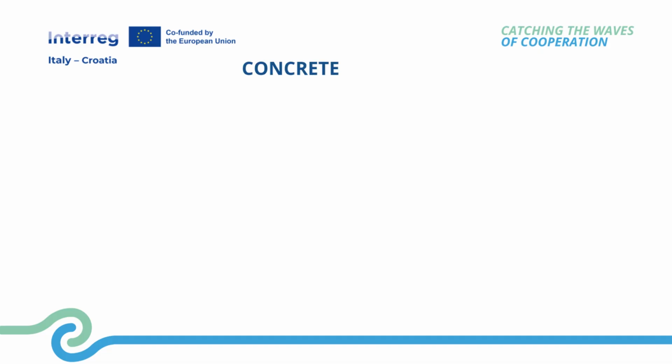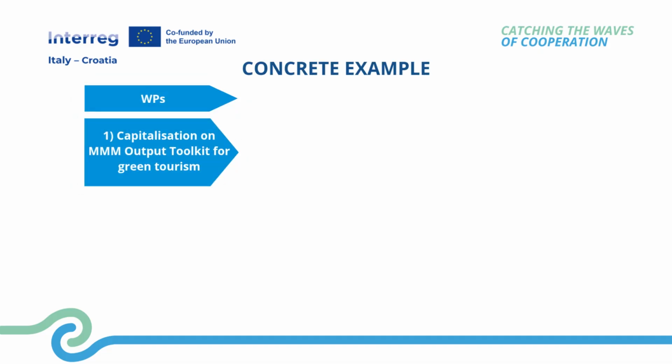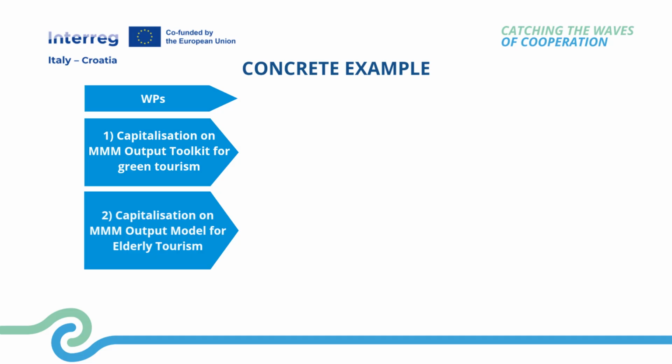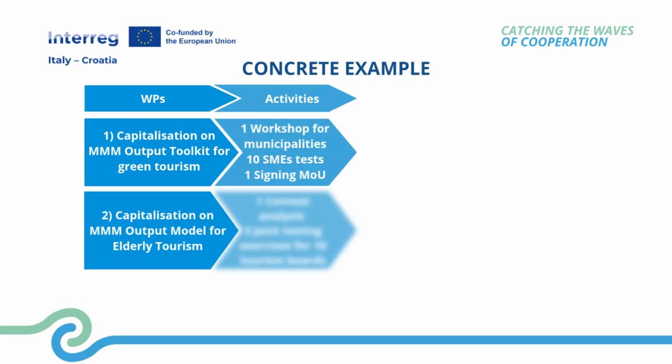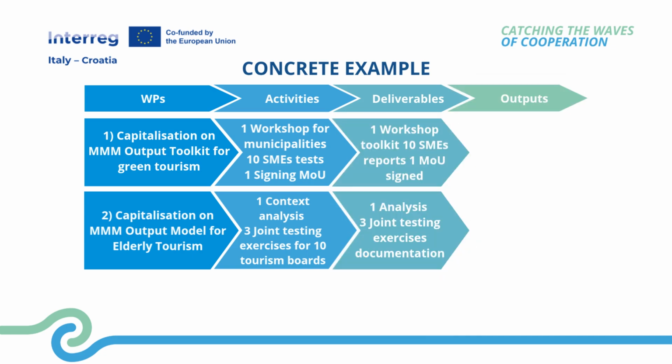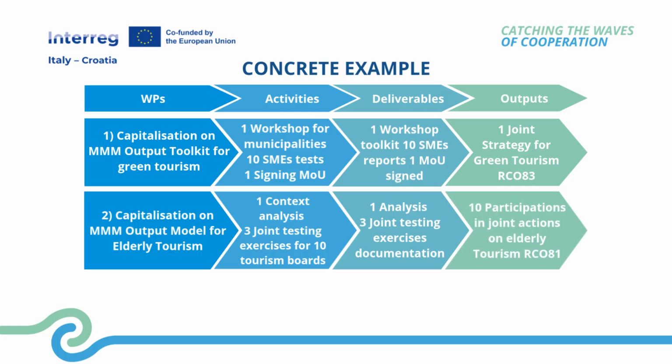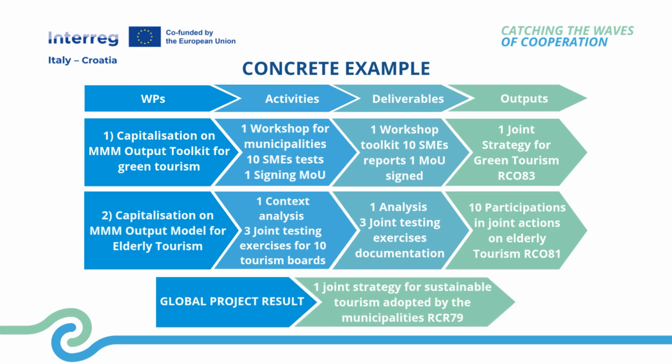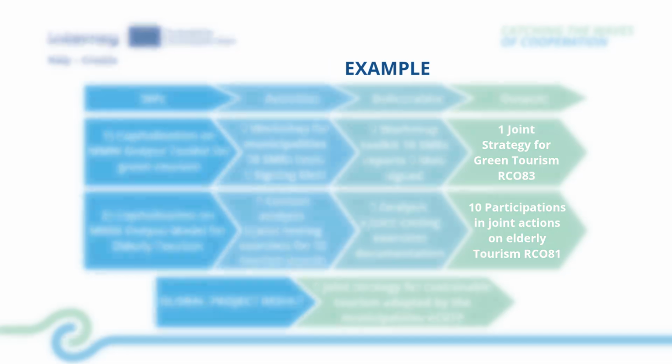In this concrete example, partners selected a toolkit for green tourism and a model for elderly tourism as MMM outputs to capitalize on. They implement activities like workshops, analyses, or testing exercises, documented with different documents. The global outputs achieved differ substantially from the selected MMM outputs, i.e. the toolkit becomes a strategy, the model becomes participations in joint actions. And together they contribute to a single global project result, in the adoption of a joint strategy.